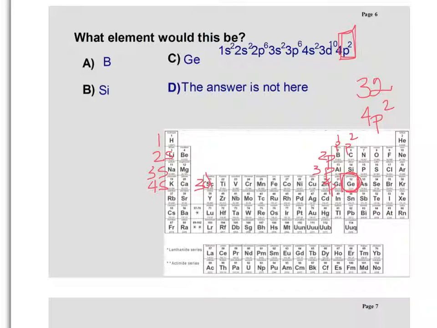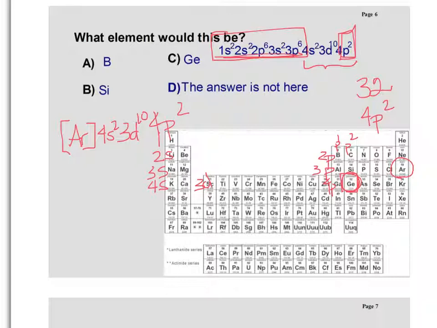And just for practice purposes, let's say that we had to write the abbreviated electron configuration for germanium. Well, we would find the closest noble gas that's smaller than germanium, and that would be argon. We put that in brackets, and that represents all the electrons in the inner core. If we go back up to the longer abbreviation, that would basically give us everything up to here, because once we filled that, we then go back and fill these. So 4s2, 3d10, 4p2.